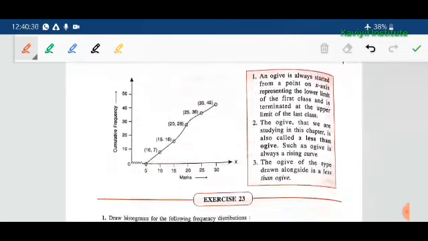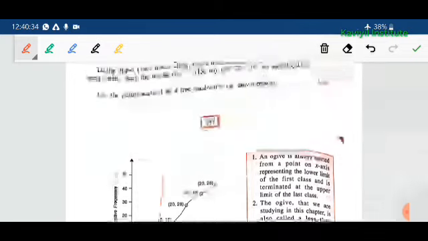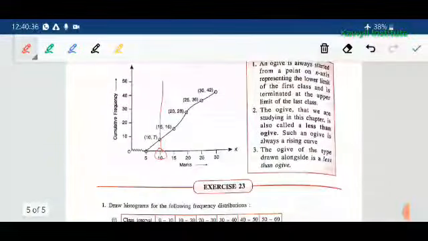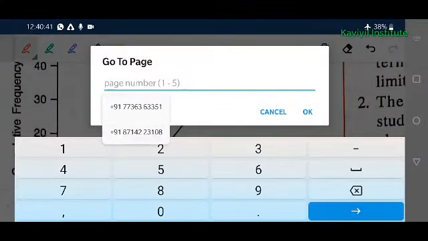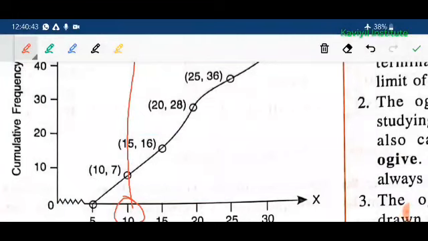Again, 5 to 10 means what? The highest frequency is 10, right? So the 10 will be going in this manner. And what is the frequency given in the question? 7, right? So we know that the 7 will be coming here. Let it be 1 2 3 4 5 6 7 8 9 10. So let it be 7. We are expecting it here. So 7 will be drawn in this manner. So this is the area where we are getting 10, 7. The class mark 10 and frequency 7, right?